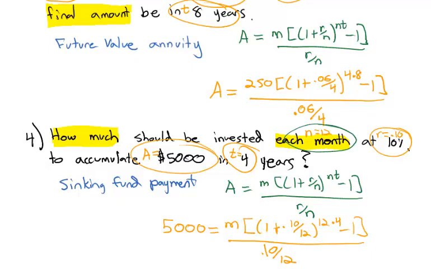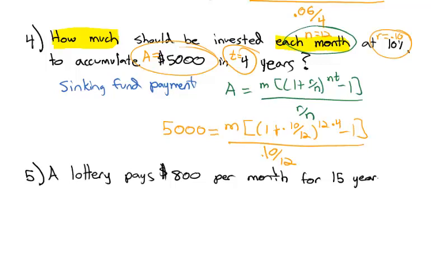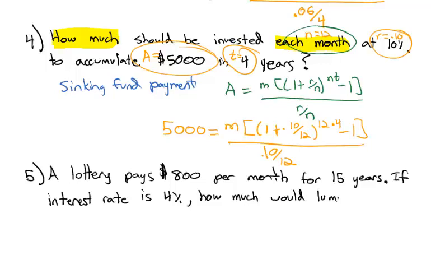How about this problem? A lottery pays $800 per month for 15 years. If the interest rate is 4%, how much would a lump sum payment be?